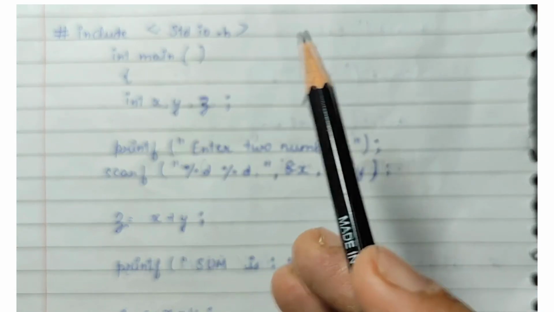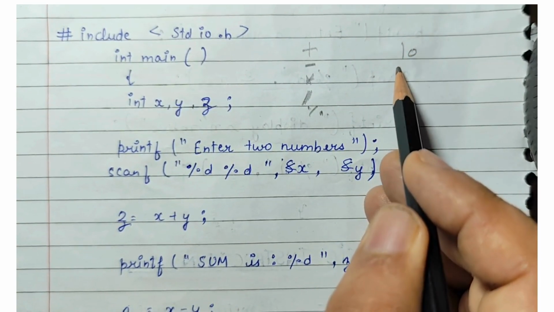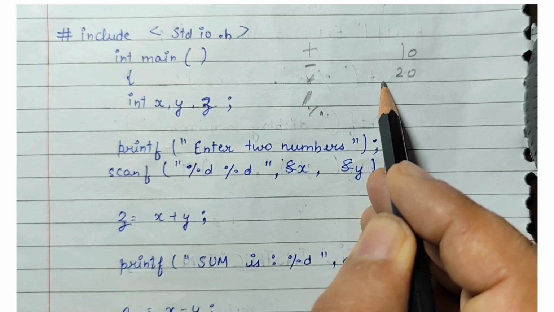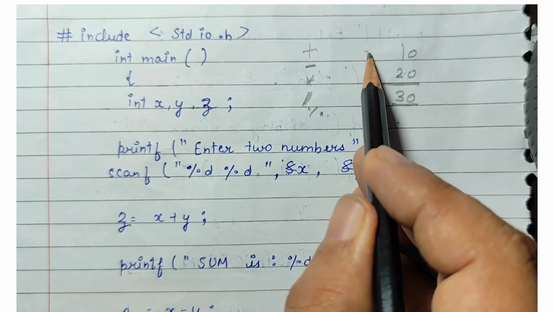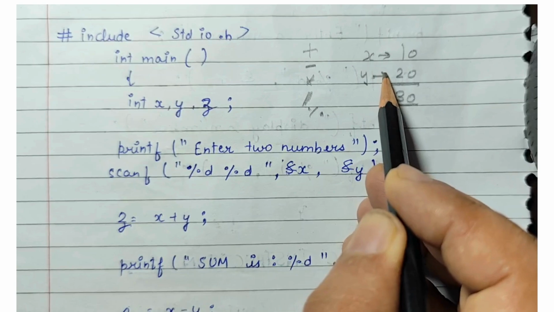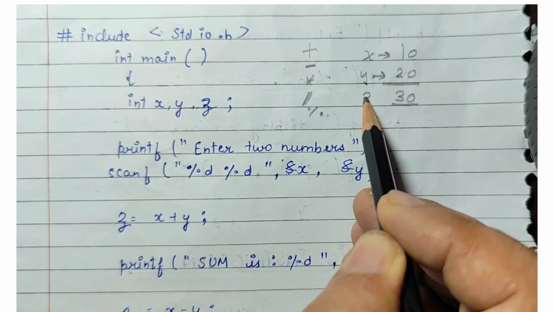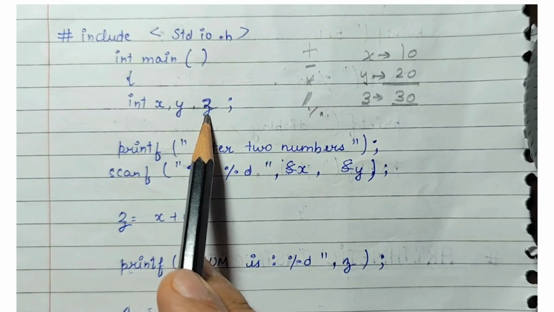So suppose you want to perform addition. Suppose the first value is 10, the second value is 20. After performing addition, 30 is my resultant value. I store the first value in the x variable, I store the second value in the y variable, and the resultant value will be stored in the z variable. That's why three variables are required.